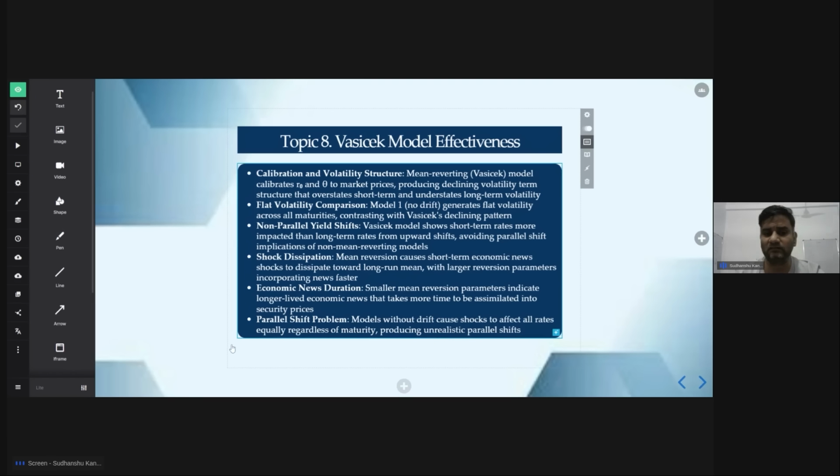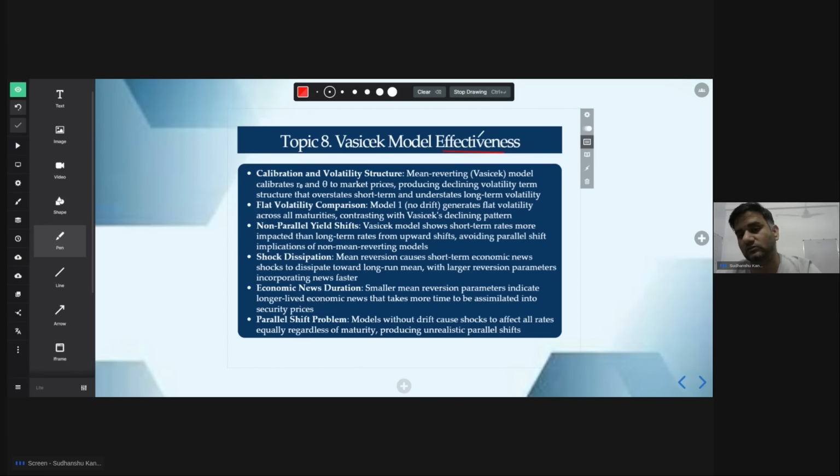So we have seen the model effectiveness of no drift, of constant drift, and of time varying drift also. Similarly, we'll see the model effectiveness of Vasicek. When you talk about Vasicek, what happens here is it ties together the strengths and weaknesses of the Vasicek model.